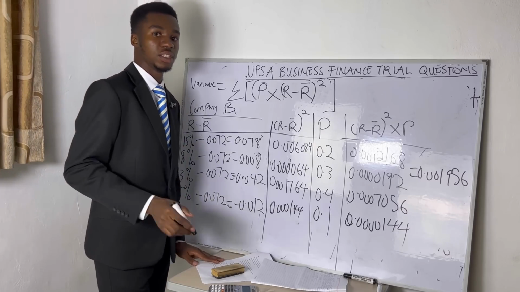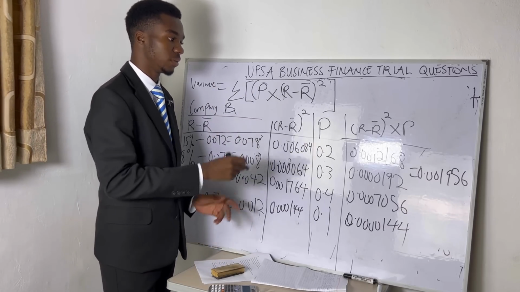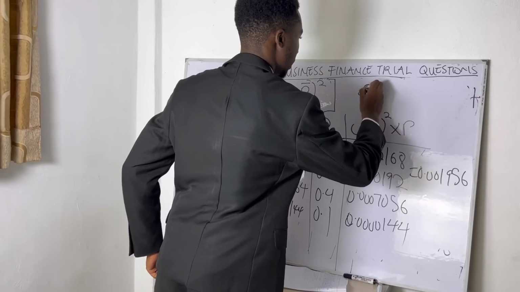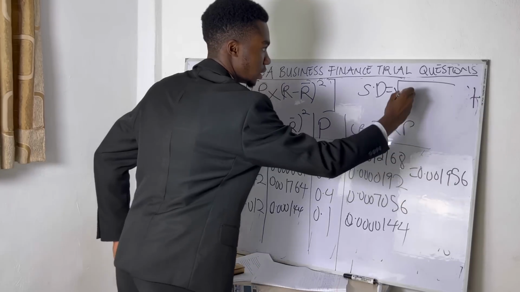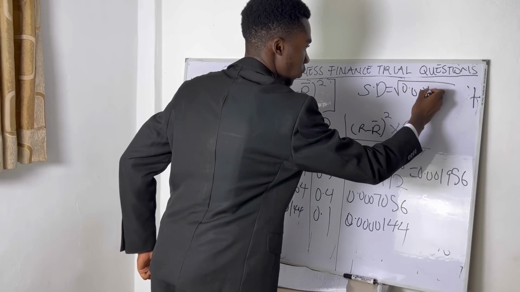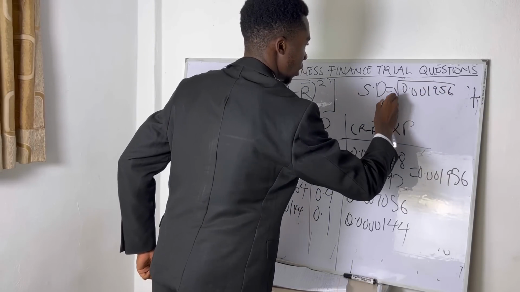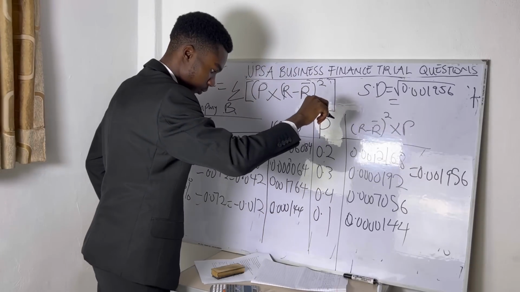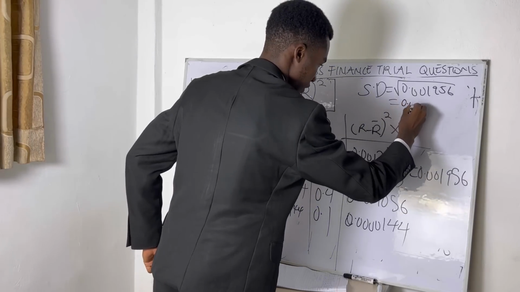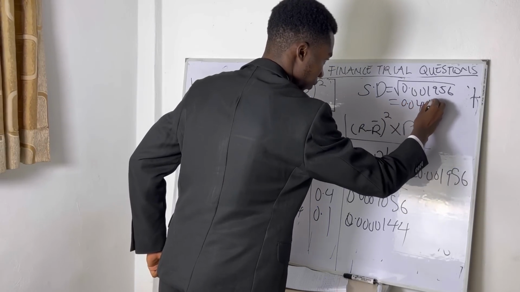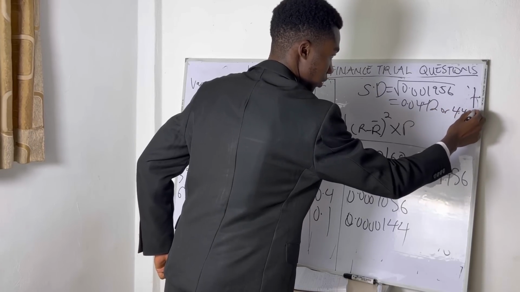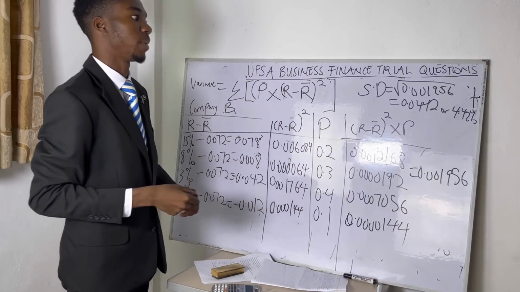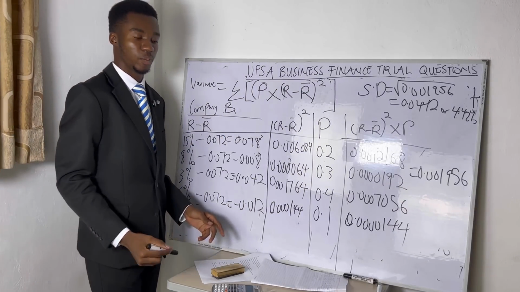And the standard deviation is the root of the variance. Let me write it up here so that you see. The standard deviation will be the square root of 0.001956. When you punch this on the calculator, you should be getting 0.0442, or 4.42%. So you multiply this by 100. The standard deviation is always in percentage.